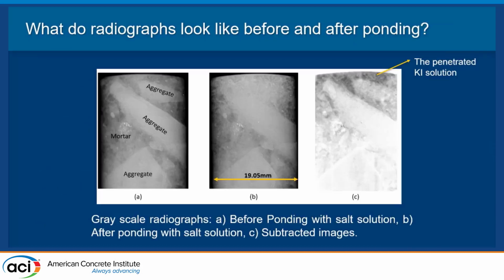So this is an X-ray radiograph. In this figure, figure A shows a sample before funding, and figure B shows the sample after funding. Figure C shows the subtracted image. Those black spots are potassium iodide that has penetrated inside the sample.